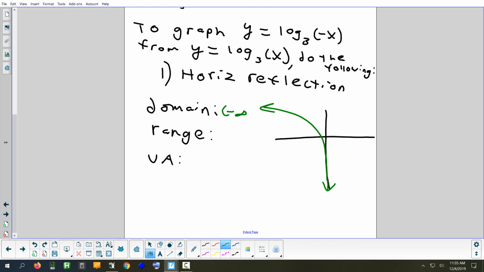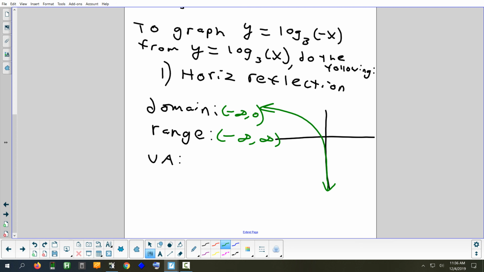Yep, negative infinity to 0. Now, how about the range? You can't really mess up the range of a log function because it never changes. No matter how you flip it, shift it, stretch it, the range is always negative infinity to infinity.